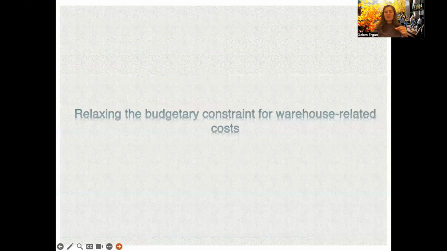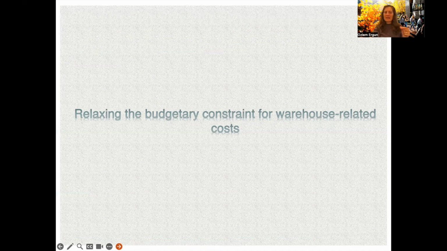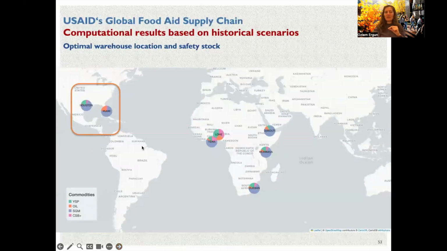When we ran the same scenarios with the stochastic optimization model, but relaxing the budgetary constraint, we saw that actually the more expensive warehouses in the US got opened. And in fact, not only did they get opened, but they actually helped to bring down overall cost, although the warehousing proportion of the budget was higher.